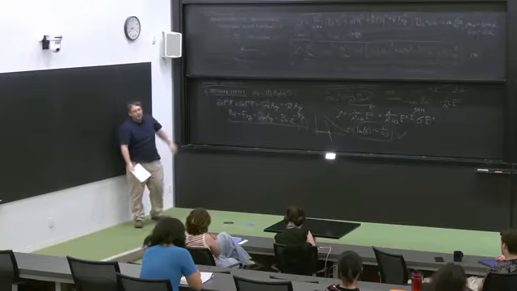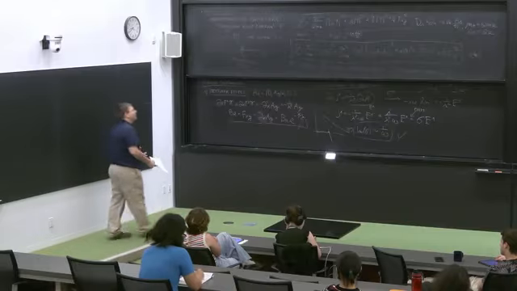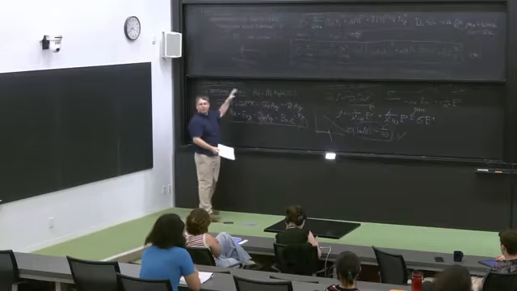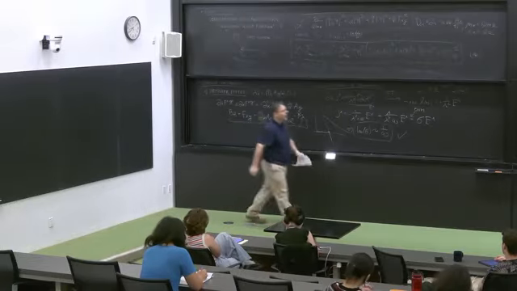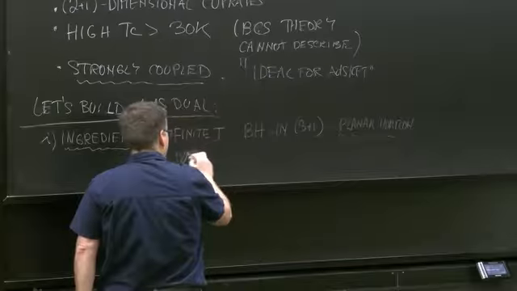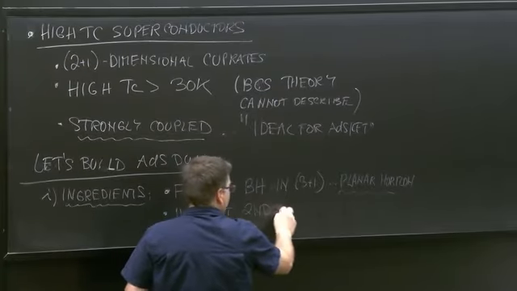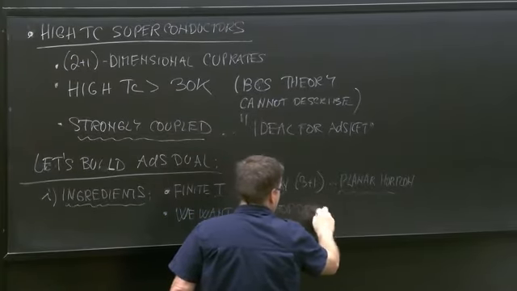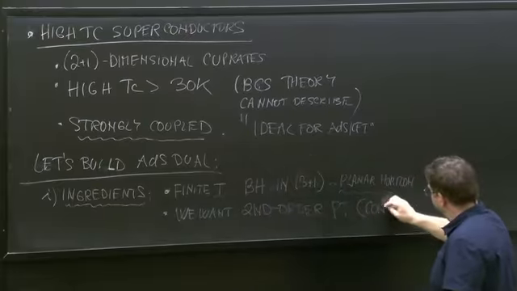On the other hand, here, we want to describe a second order phase transition. In the second order phase transition, the entropy should actually be continuous. Okay, so we want continuous entropy. We want a second order phase transition. So continuous entropy.